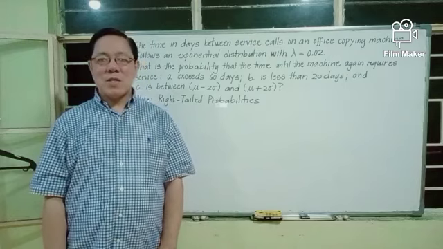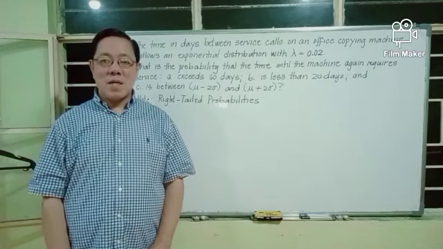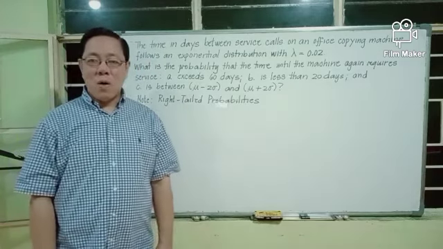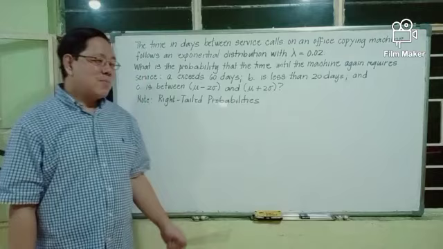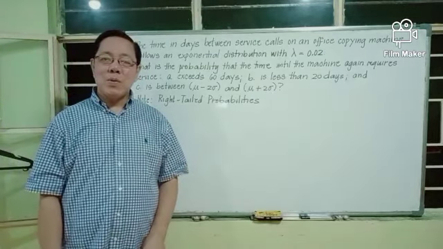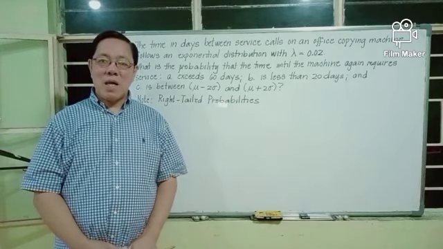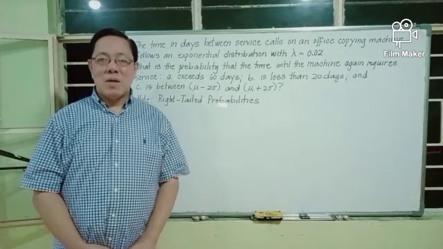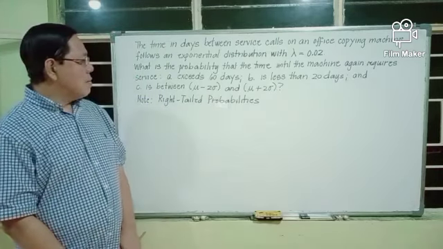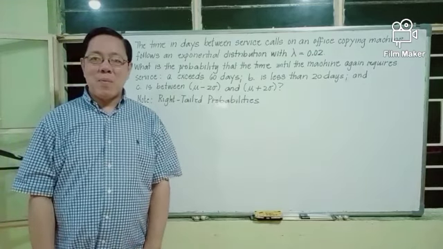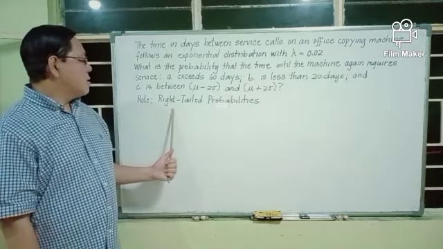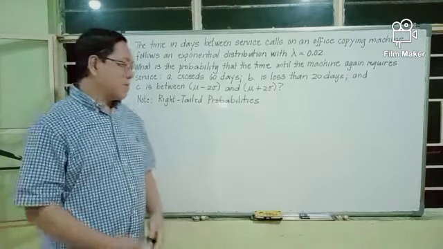And in letter C, we want to find the probability that the time before the copying machine requires a call for service or repair is between mu minus 2 sigma and mu plus 2 sigma, where mu and sigma are the mean and standard deviation for the exponential random variable. But before we answer this problem, we take note of the following: the right-tail probabilities.